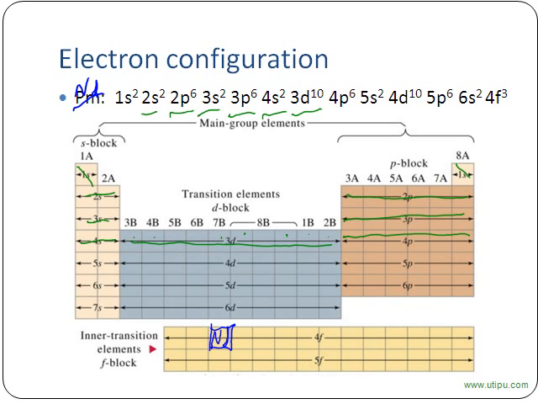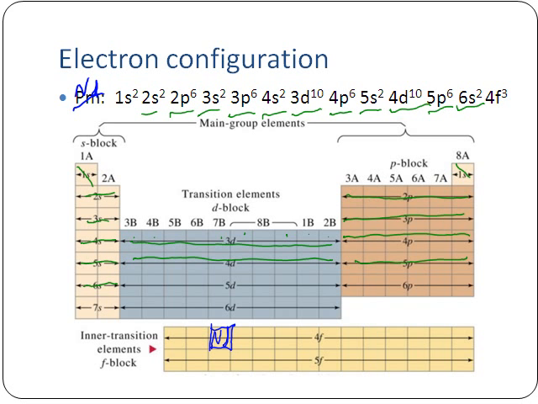So then we go across. The 4p is filled, so 4p6. The 5s, 5s2. The 4d, so 4d10. The 5p, so 5p6. The 6s is filled, and so that's 6s2.